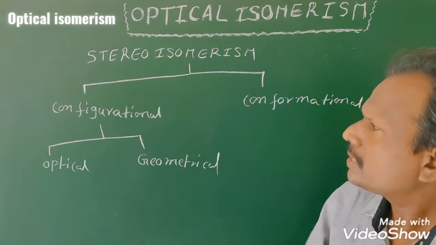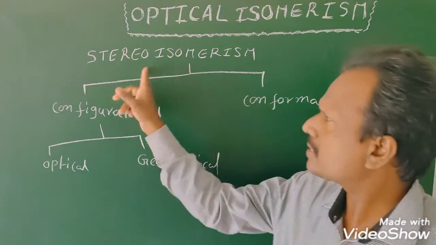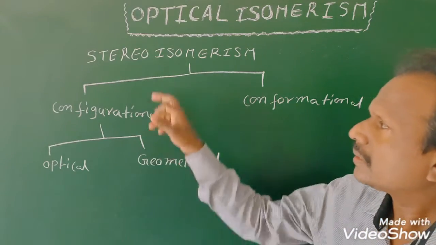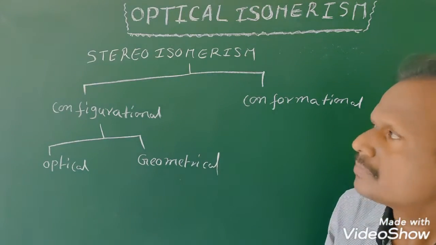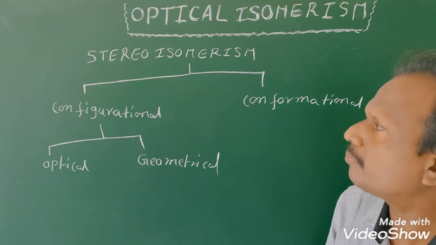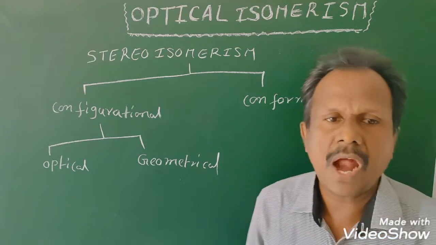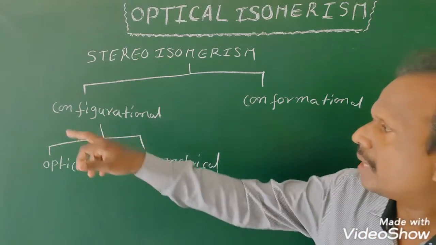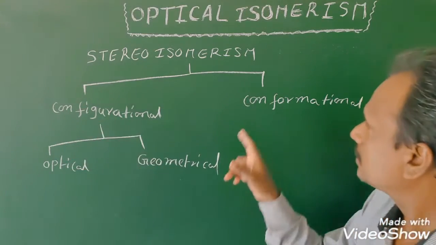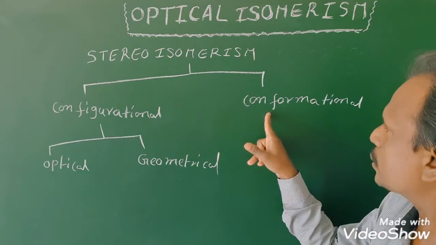Stereoisomerism. Stereoisomers are of two types. What is a stereoisomer? Compounds having the same structure but different spatial arrangement of atoms or groups are called stereoisomers. There are two types: configurational isomers and conformational isomers.